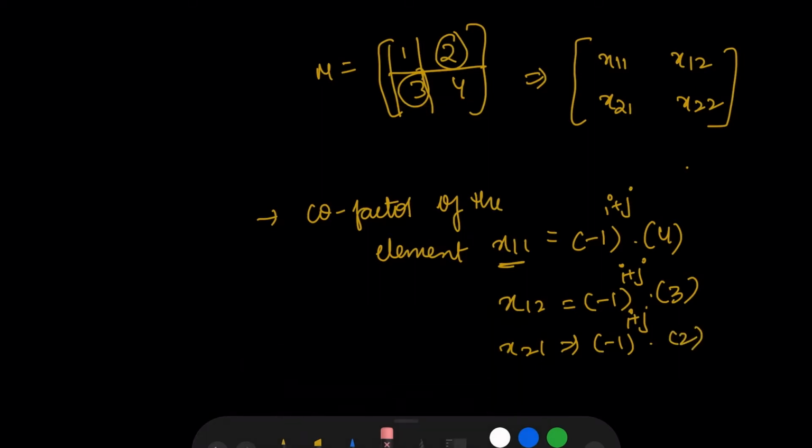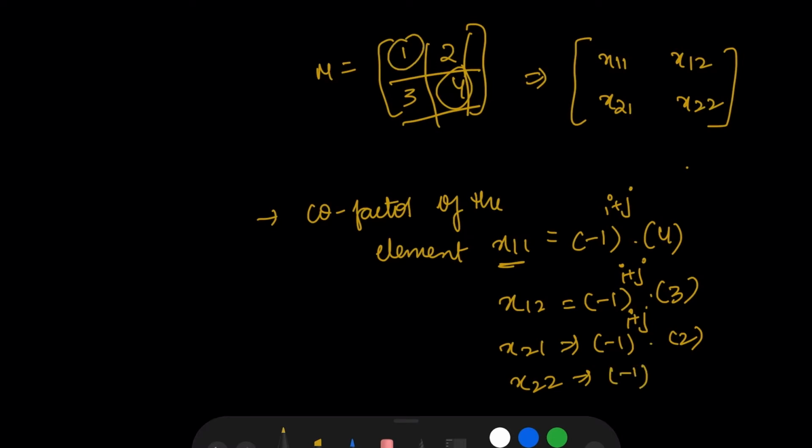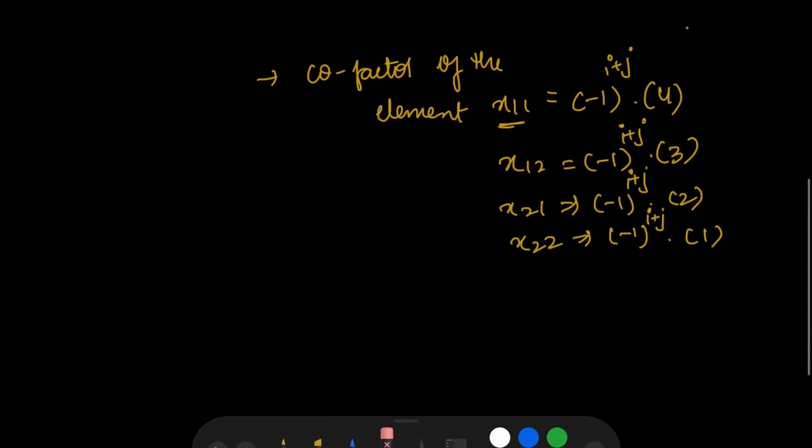Similarly, the cofactor for x22, that is this element. Ignore the second row and the second column, because that element is in the second row and second column. The leftover number is 1, so that will be minus 1 raised to the power i plus j into 1, right? So this will be the cofactor matrix.